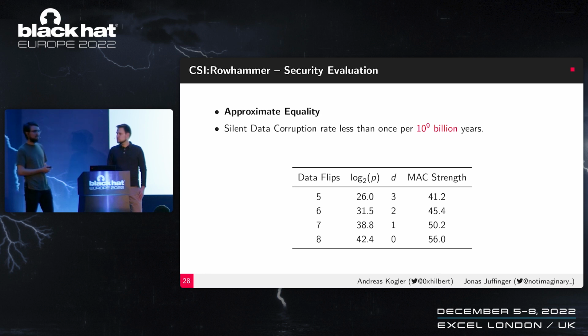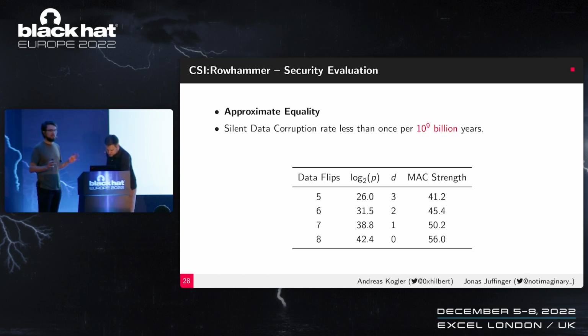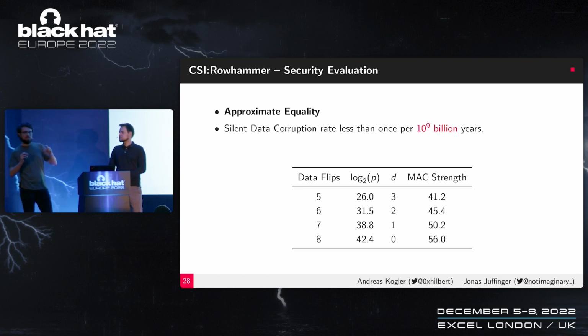We also looked at the silent data corruption rate for a system that's not under attack. So we took data from different works that looked at bit flips happening in huge server farms and how often this happens. And we computed that if we use this natural data of bit flips happening, the chance that silent data corruption happens, which means that a bit flip changes the data in a way that it is actually a second pre-image of the original data and the MACs are the same, happens once per 10 to the power of 9 billion years. So that's quite secure. Will take some time, yes.